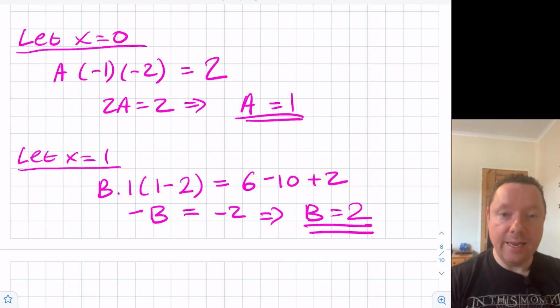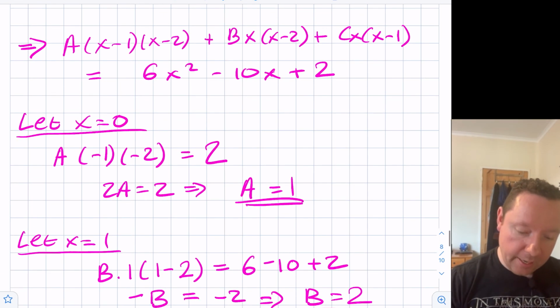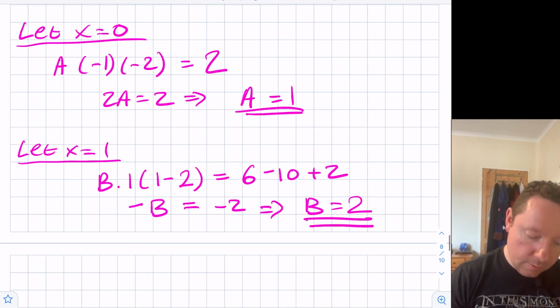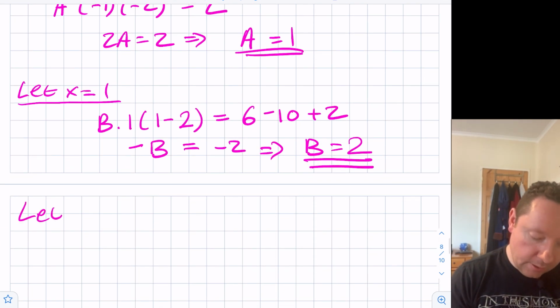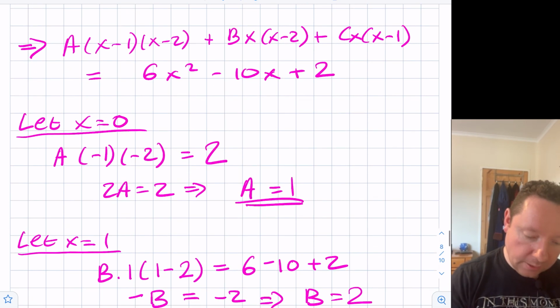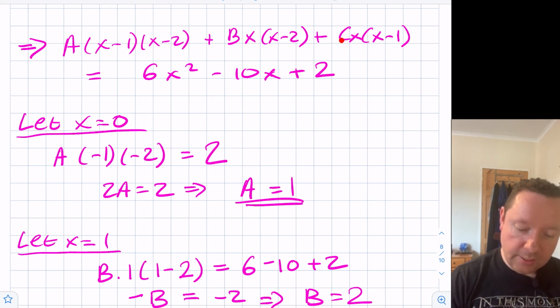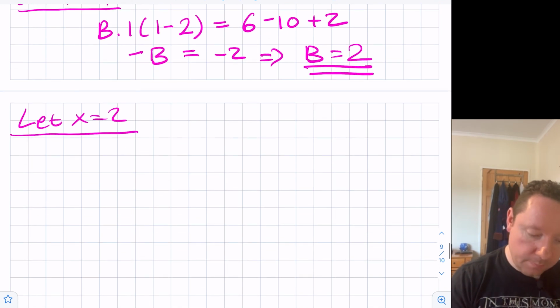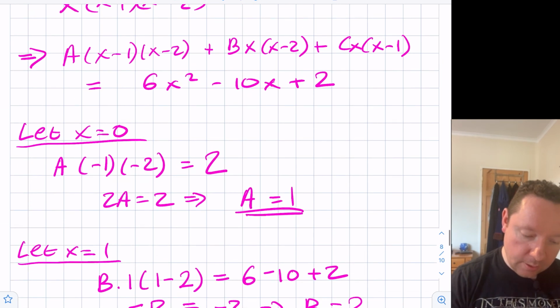The only thing left to get is our c, so let's go back up again. If we let x equal to 2 this time, we can eliminate this one and this one, and our c will drop out. So let x equal to 2. Then that means this will be gone and this will be gone. You'll have c times 2 minus 1. Equals the right hand side.